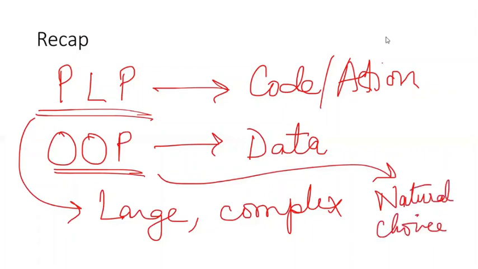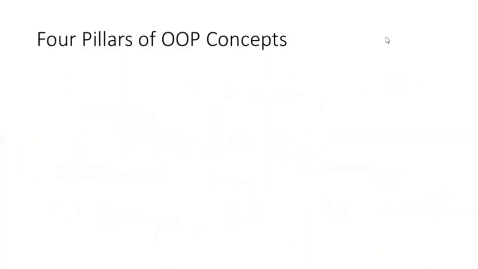It becomes the natural choice as we tend to think in terms of objects in real life. So with this, let us move on to the basic 4 pillars of object-oriented concepts. To understand object-oriented concepts, we have to learn 4 basic structures of this OOP.